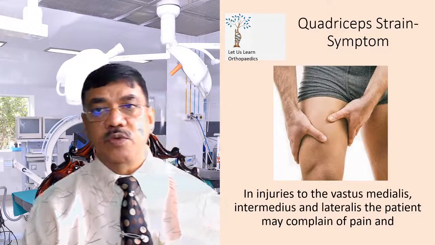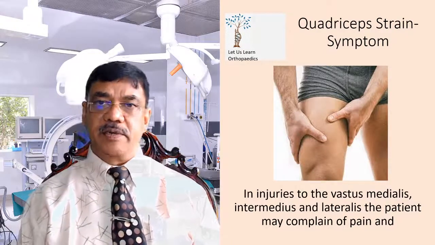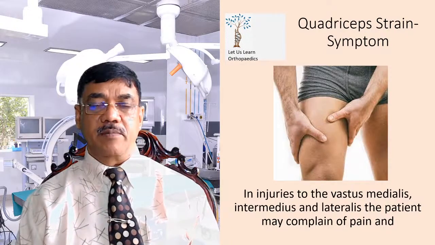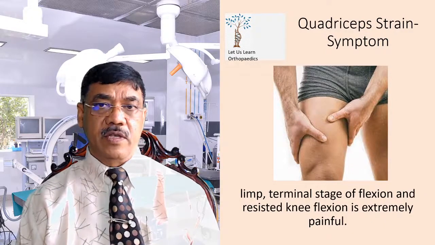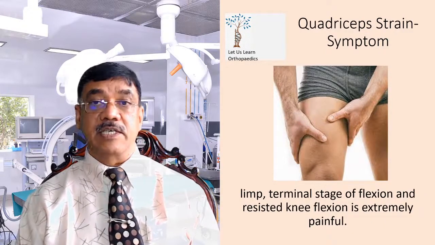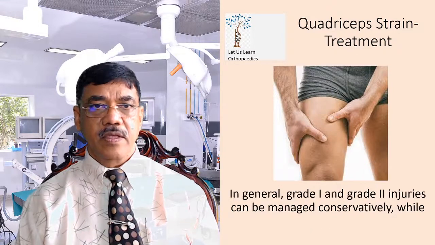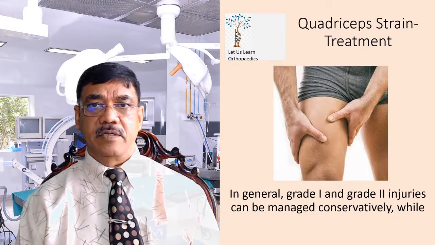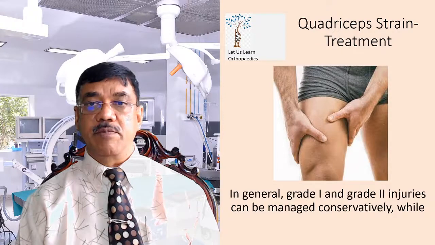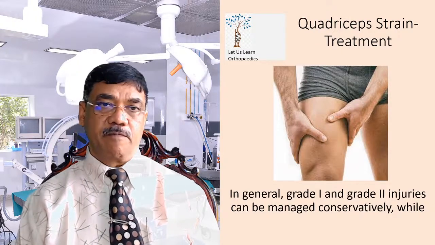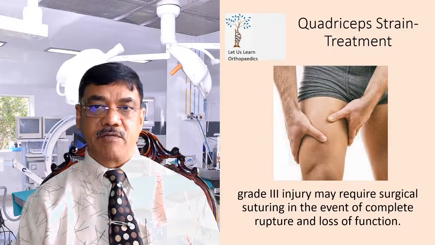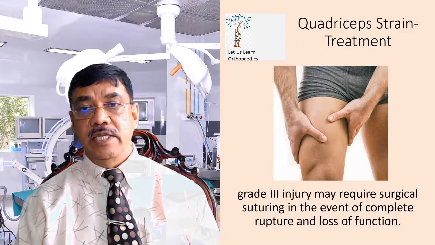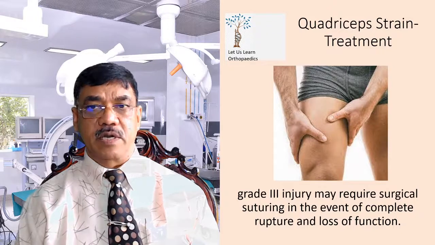In injuries to the vastus medialis, intermedius or lateralis, the patient may complain of pain and limp, and in the terminal stage of flexion, restricted flexion is extremely painful. In general treatment, grade 1 and grade 2 injuries can be managed conservatively, while grade 3 injuries may sometimes require surgical suturing in the event of complete rupture and loss of function.